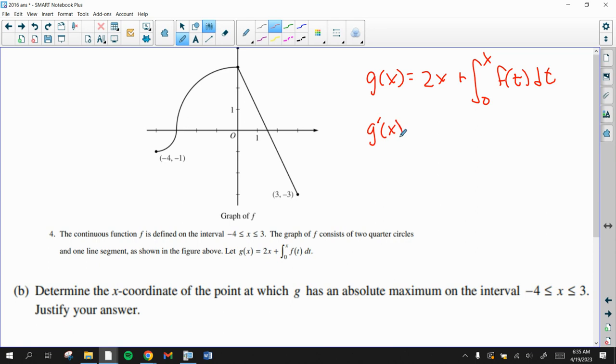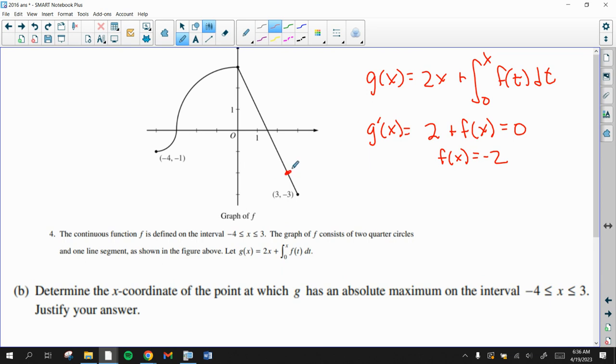From the last video, we found that the derivative of G, using the second fundamental theorem of calculus, is this, and we have to find out where this equals 0. In other words, the critical numbers of G are where f of x equals -2. F of x is given, it's the graph. -2 is right here.